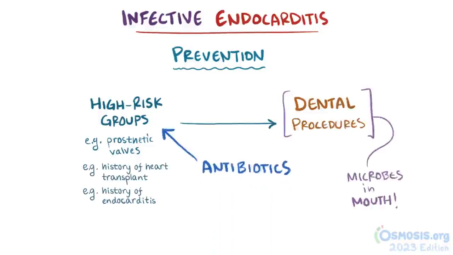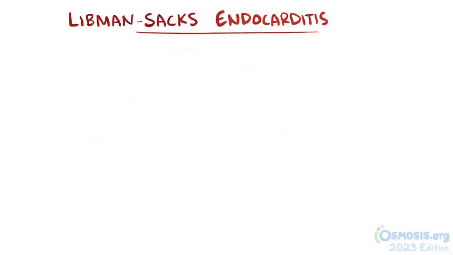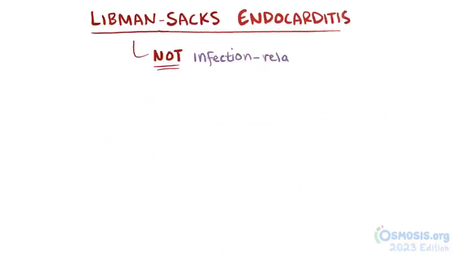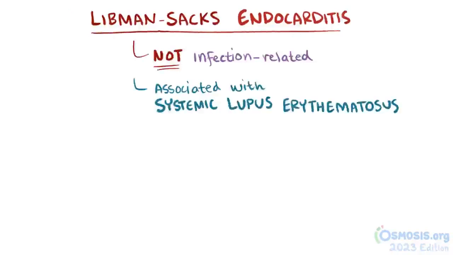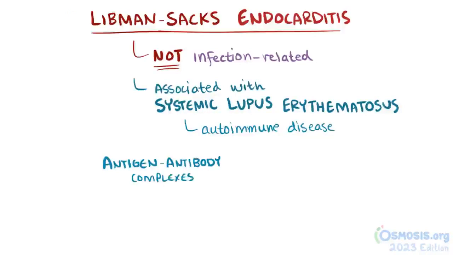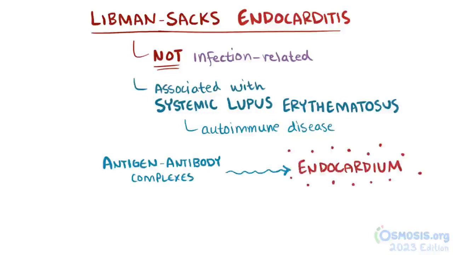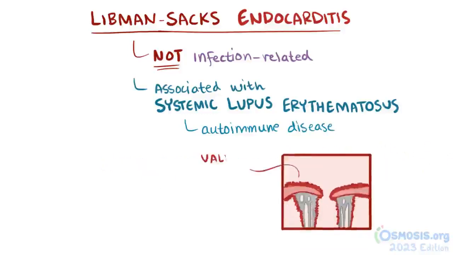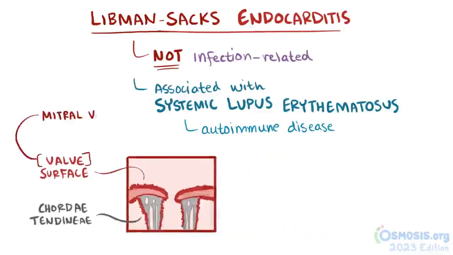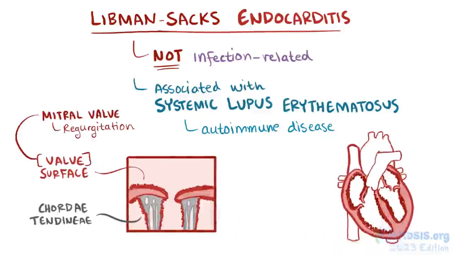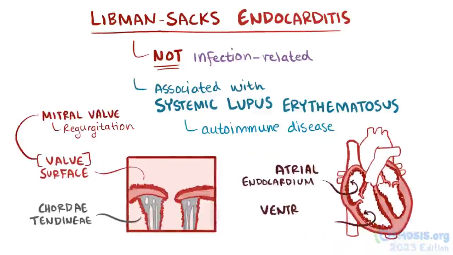Finally, there's Liebman-Sachs endocarditis, which is not infection-related. This one's usually associated with systemic lupus erythematosus, which is an autoimmune disease involving antigen-antibody complexes. And in this case, they settle in the endocardium and cause inflammation. These areas of inflammation can happen anywhere on the valve surface or chordae tendineae, but typically happen on the mitral valve, leading to mitral valve regurgitation. In this case, inflammation can also happen on the atrial endocardium or ventricular endocardium.